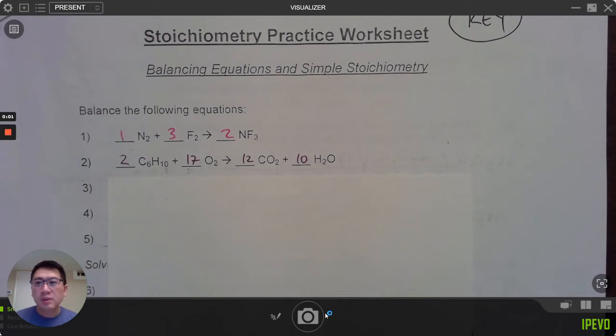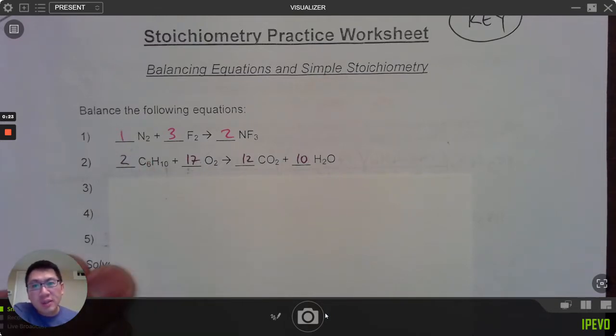We're now going to go over the worksheet titled Stoichiometry Practice Worksheet that looks like this. I just want to go over the first two before giving answers for the following questions. The first five of these ask to balance the following equations, and as you see, I already have the first two shown.